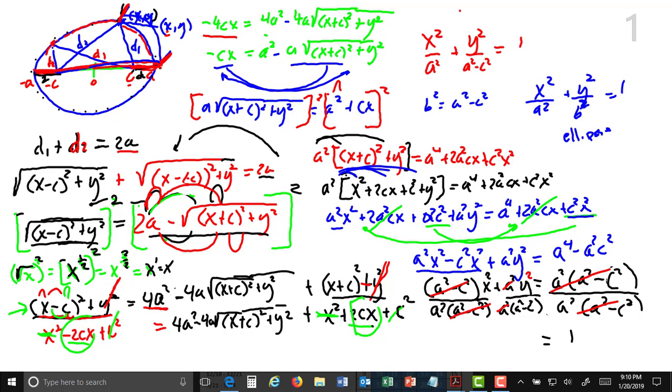So I do have the minus 4 cx, but over here I'll pull out a 4, and that'll leave me an a squared minus an a times x plus c squared plus y squared. Okay, now that 4 divides out, right? You can divide both sides by 4.